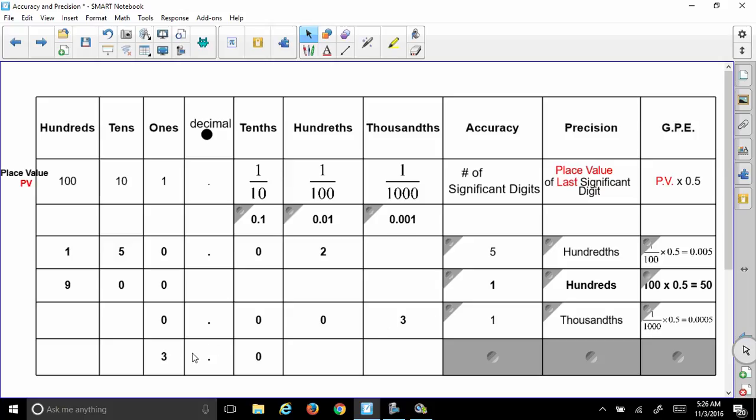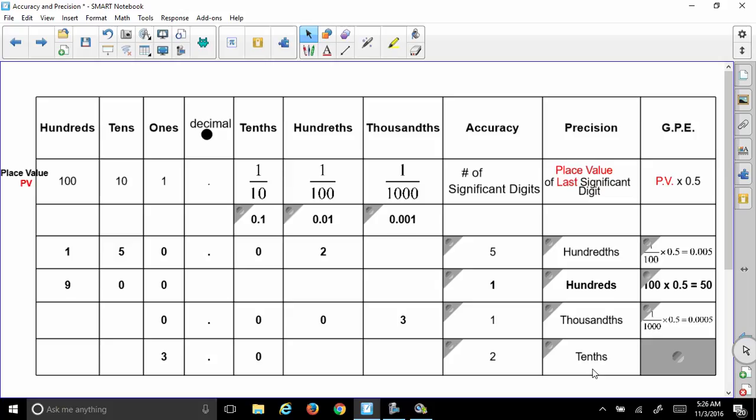So we got 3.0. So take a second. What would be the accuracy? Remember, you have a decimal point. So if you said 2, you're right. 2 numbers, because you have a decimal point, you can include the 0. And what's the precision? And precision, if you said, hey, there's the 0, so I'm including it, and it's in the tenths place, you're right, tenths place.